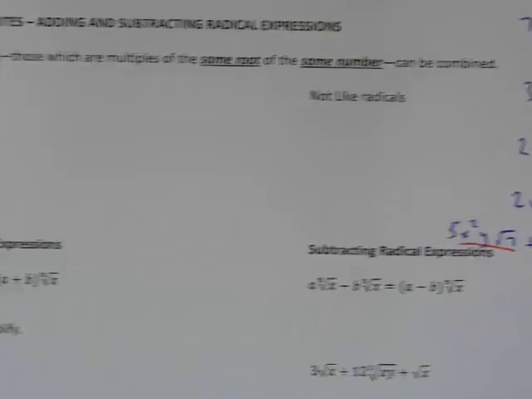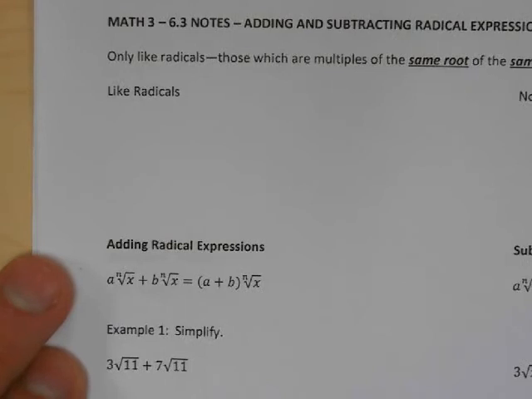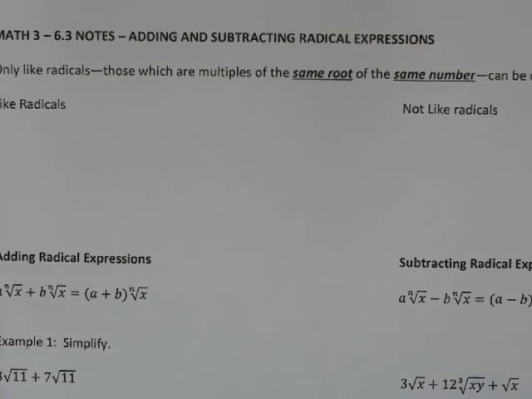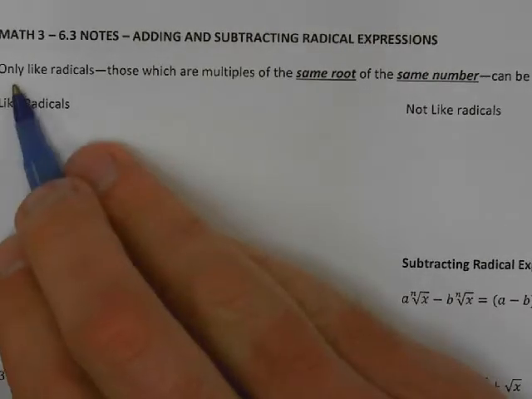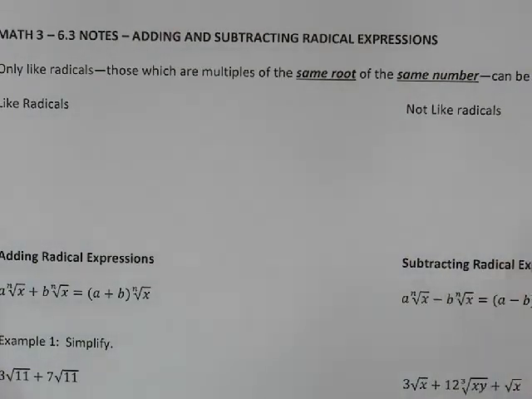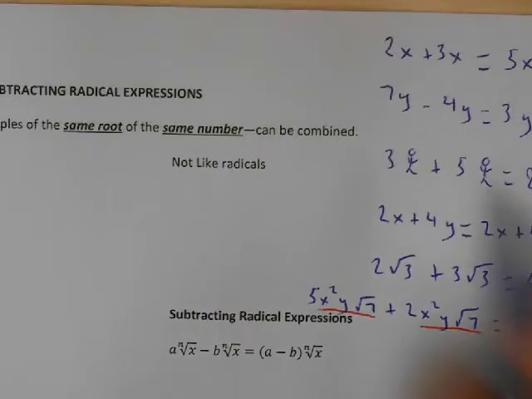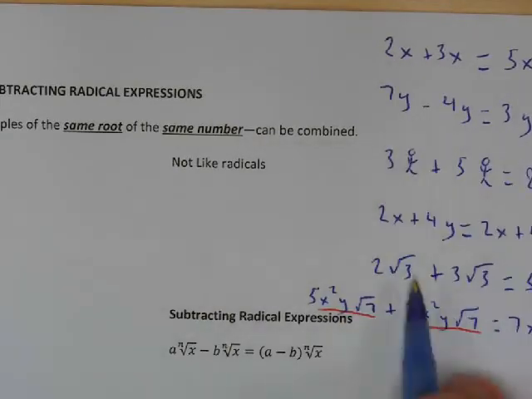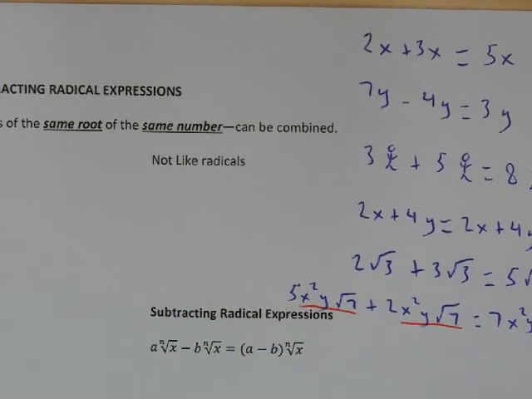Okay, all right, let's start filling in the actual blanks here. So, again, sorry about the zoom here. Only like radicals, those which are multiples of the same root or of the same number, can be combined. That's kind of what we were talking about here. As long as they're both x's or both y's or both root 3's, then we can add or subtract those.